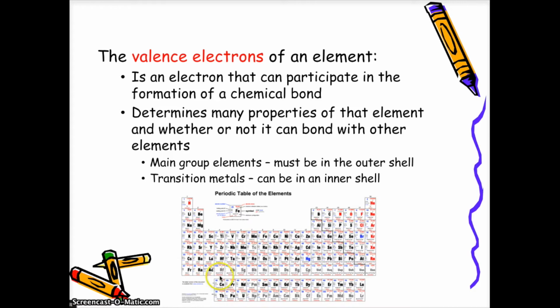The transition metals do bond, but they can be in an inner shell, so we're not going to really touch the bonding with transition metals today, or actually in this unit in general. We are going to work mostly with the main groups of elements because those rules that they have for bonding are pretty consistent, so it's easier for us to understand.